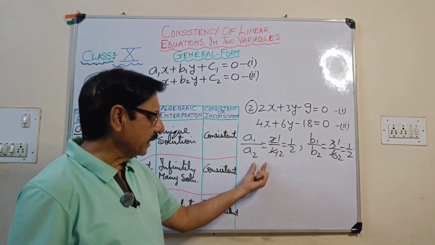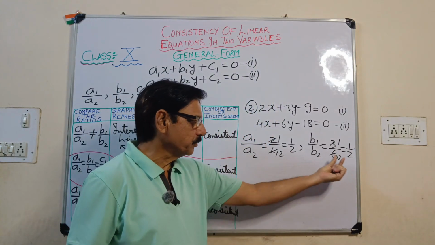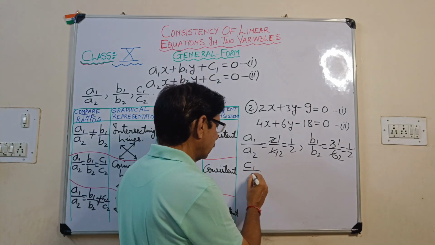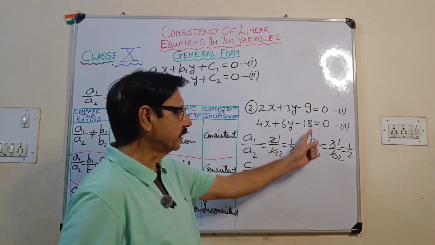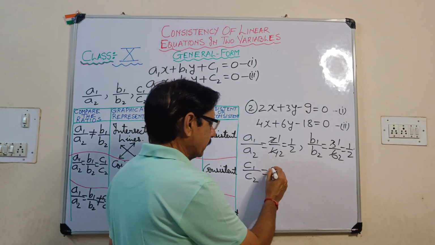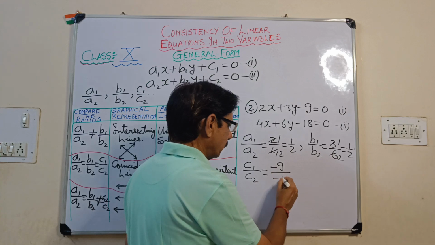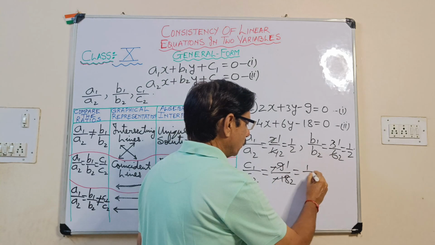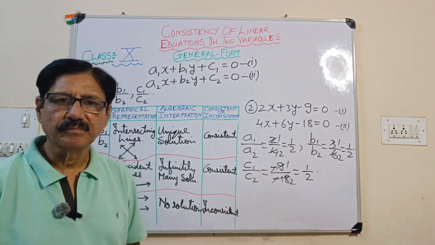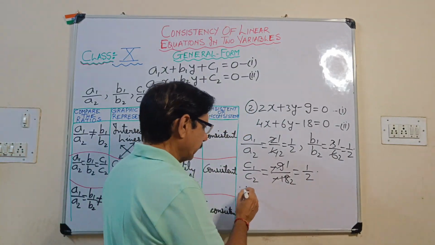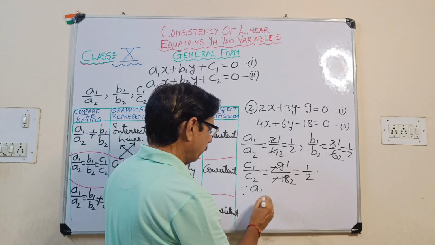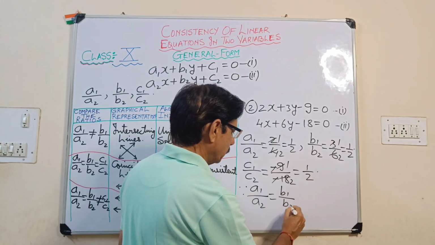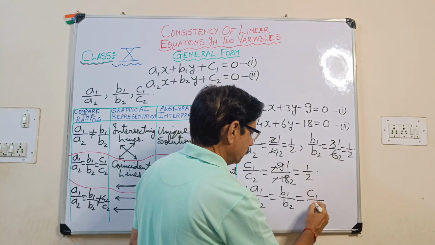Now because a1 by a2 and b1 by b2 are the same ratios, we definitely have to find c1 by c2 also, the ratio of the constant terms. So minus 9 upon minus 18 as per this example. Negative negative cancel, 9 ones are 9, 9 twos are 18, so this is also equal to half. So now if we compare these three ratios, a1 by a2 equals b1 by b2 equals c1 by c2.